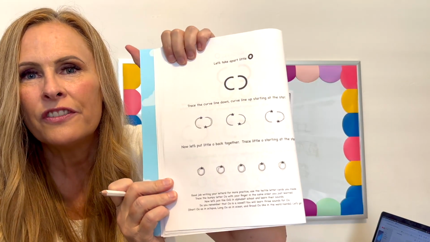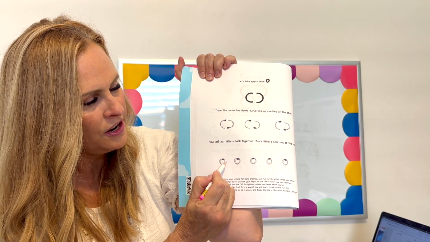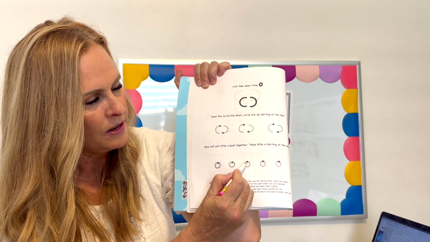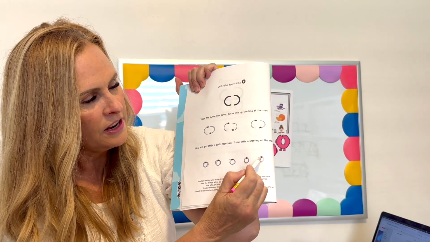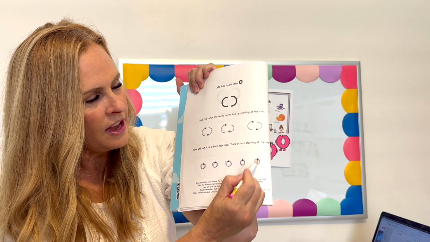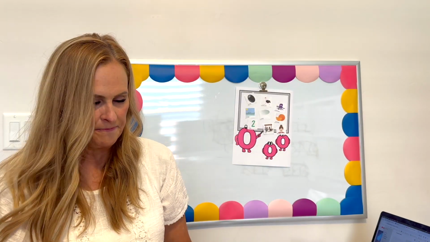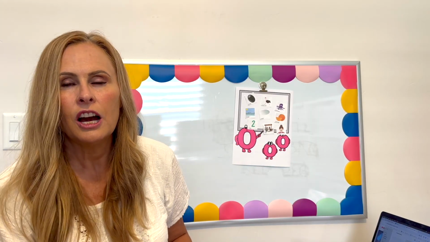Okay, now we're back for little o. We're going to make a curve and a curve. Curve and keep going all the way up to the top. Curve around. Curve this way, curve that way for little o. Now it's your turn to try. How'd you do? Are you getting better at making curves?